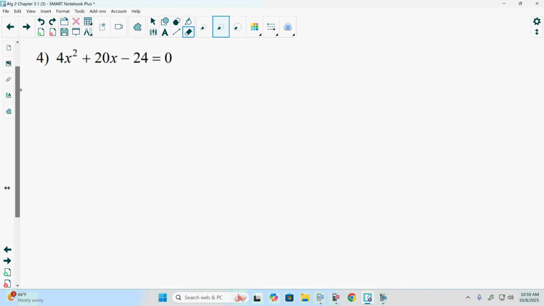Let's look at this next one. Here we do not have two things multiplied together to equal 0, but we do have the x squared, the x term, and the constant term, our term without a variable, all on the same side, yes? So that means we can start factoring.